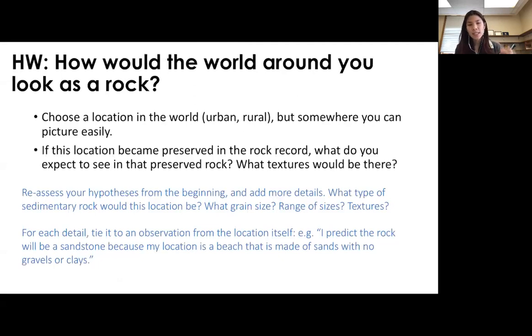As you do this, we'd like to practice tying observations to interpretation. These predicted grain sizes are interpretations, and I'd like you to tie that to what you know of that location. For instance, I predict the rock will be a sandstone because my location is a beach, and this beach is made up of sands with no gravels or clays or silts. It's all one grain size. So practice doing that. I expect that this would just be about a paragraph in length.